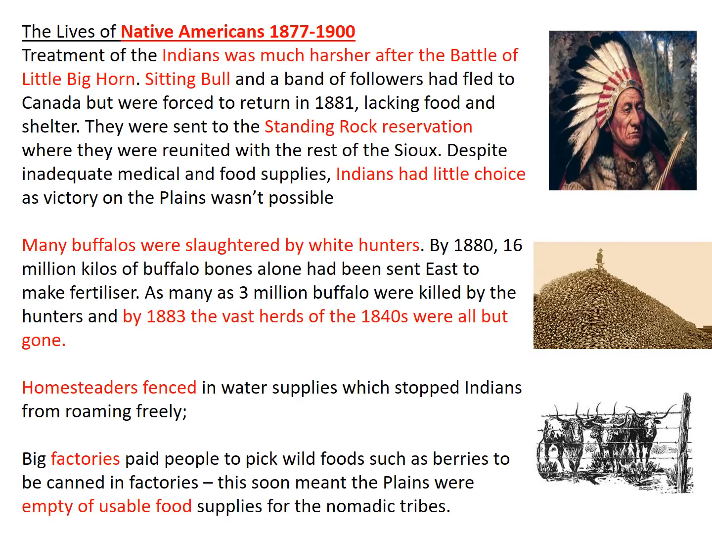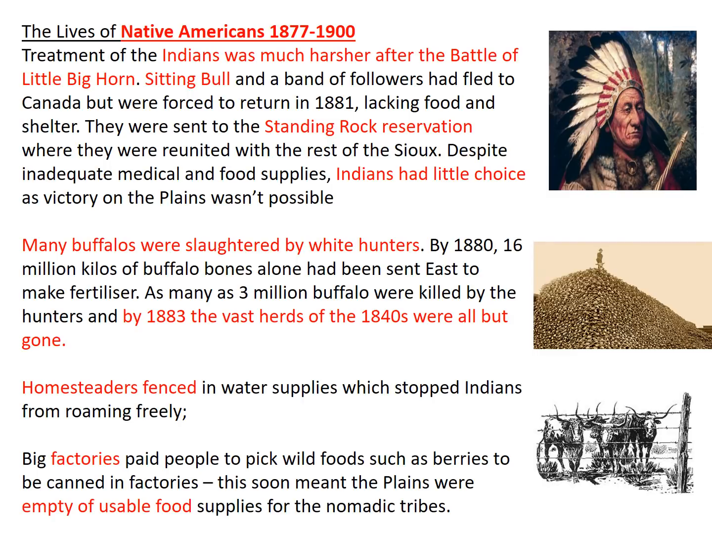So we know that after the Battle of Little Bighorn, Sitting Bull and his followers have fled. They're forced to return in 1881, and they come back to the Standing Rock Reservation, reunited with the rest of the Sioux. And this really is the story of all the reservations of this period. There's a real inadequate level of medical and food supplies, but they've got no choice. There's no real chance of living on the plains.